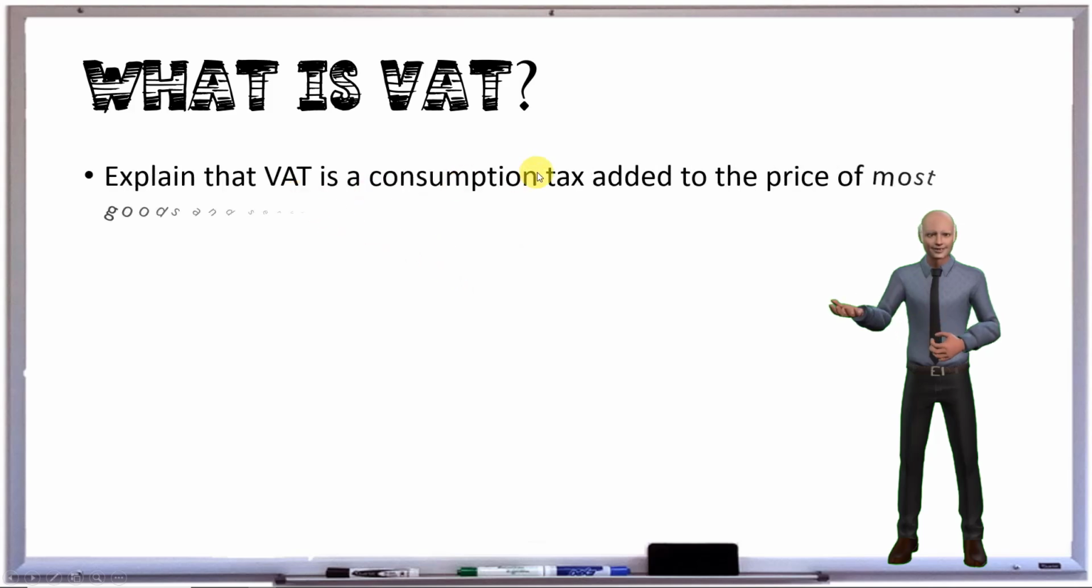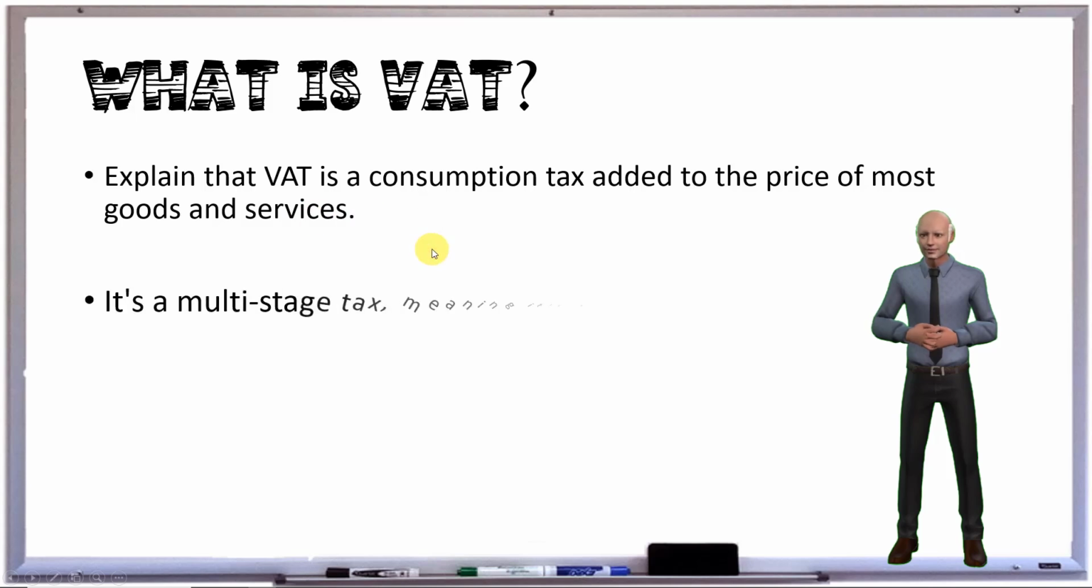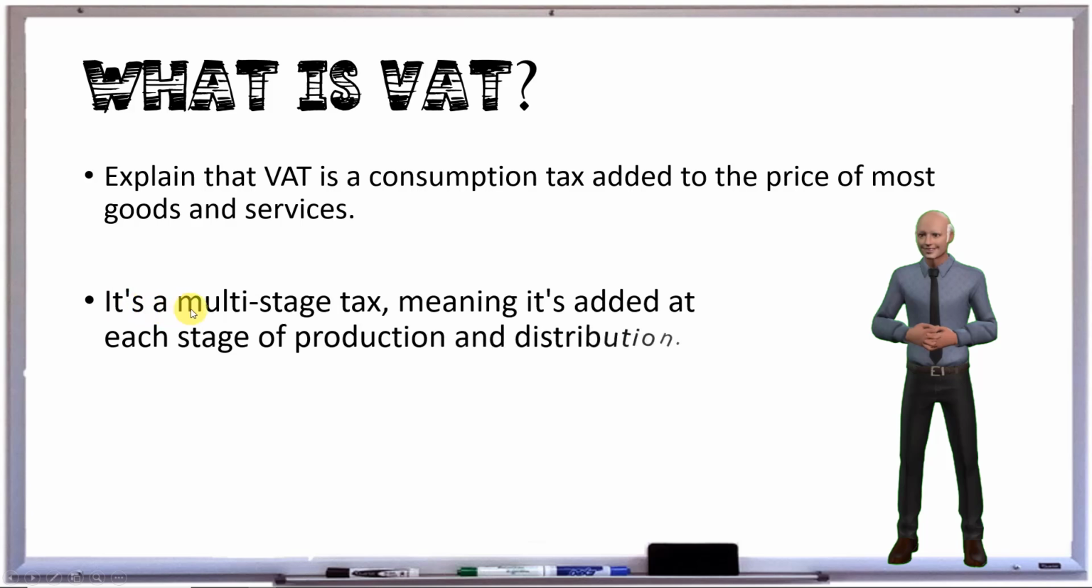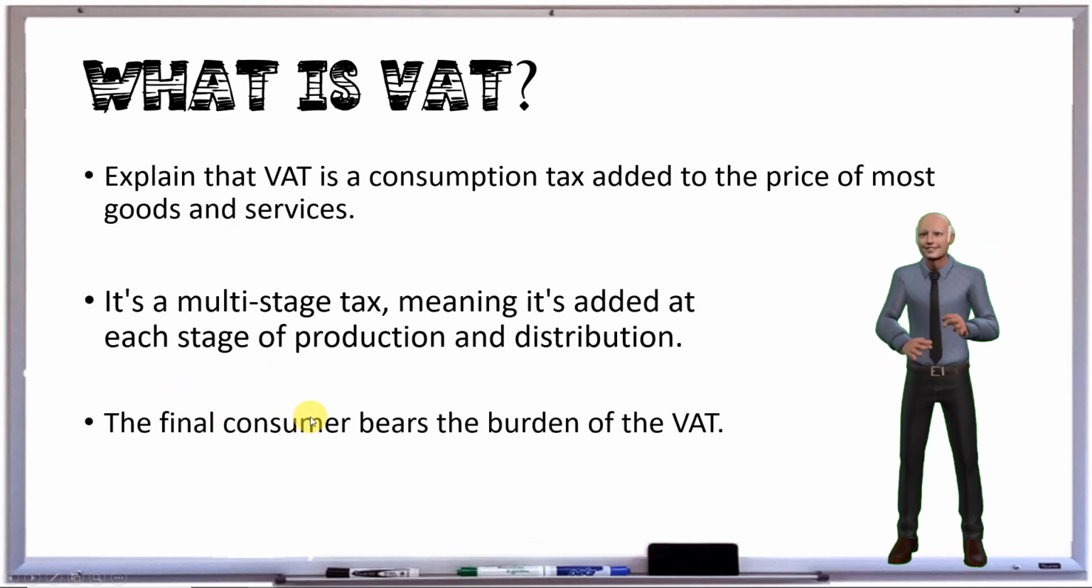VAT is a consumption tax added to the price of most goods and services. It's a multi-stage tax, meaning it is added at each stage of production and distribution. Well, now that is a whole lot said. I will be explaining that a lot better as the video goes along. The final consumer bears the burden of the VAT, right? Not completely like that, because every person as it goes through the stages must pay VAT. But of course at the end of the process, when you're buying from a shop, you're carrying the burden of the VAT actually. Right. Great.